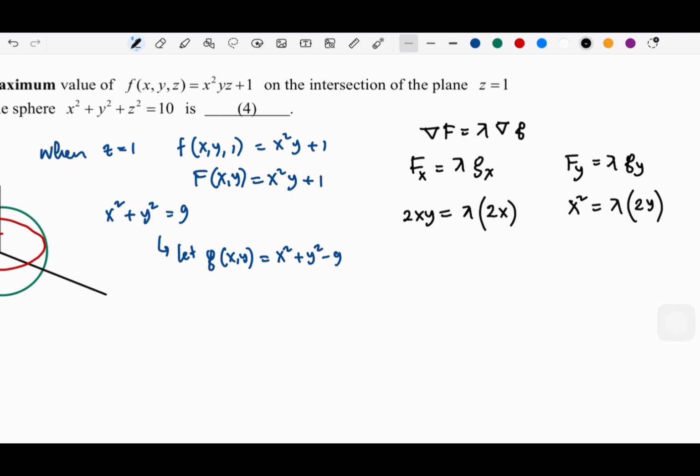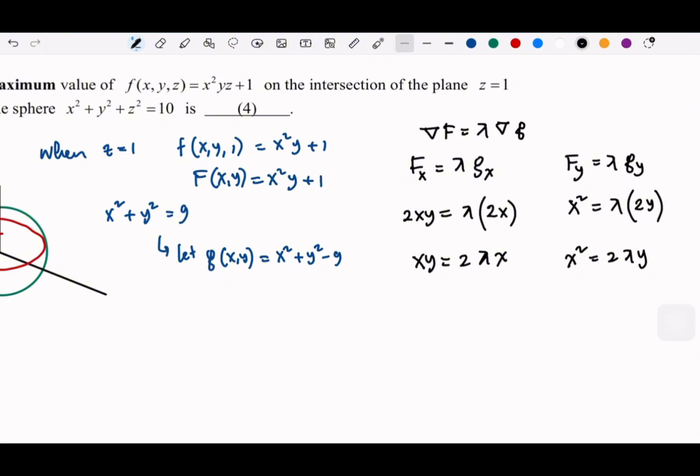Okay, we can simplify it a little bit. So this will be xy, 2 lambda x. And this will be x squared, 2 lambda y. Okay, now what will happen? Now we need to think in this Lagrange. Sometimes we are going to have several systems of equations, and sometimes we need to set some assumptions. So maybe there will be some cases that might happen.